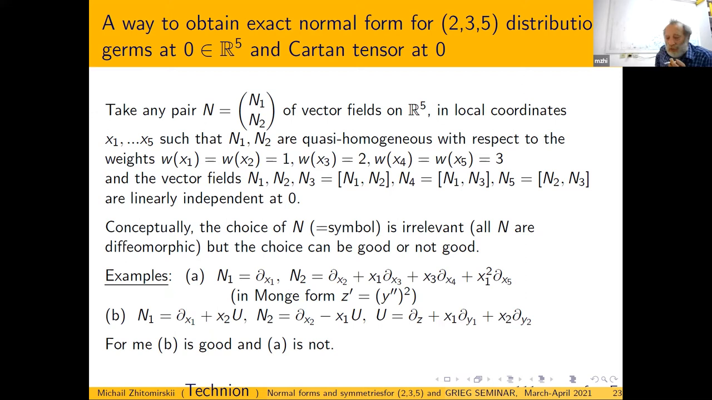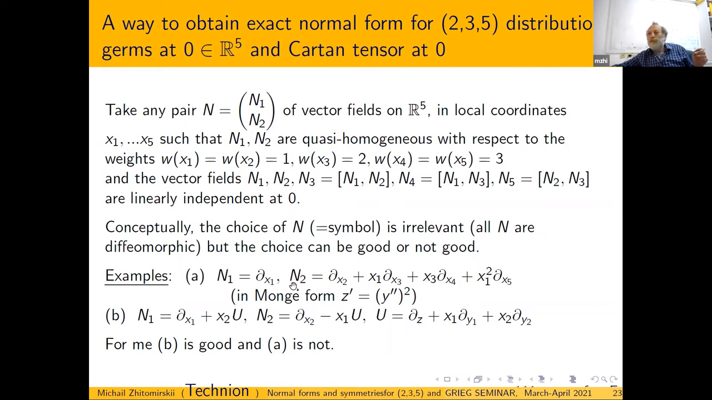But nevertheless, in my talk, I will pronounce from time to time the words good and bad, or good and not good. And sometimes I will give precise definitions of what is good and what is not good. Sometimes not a precise definition, but then good will mean convenient, at least convenient for me. Here are two examples. So most people like this example, N1 and N2. So these are vector fields. They are quasi-homogeneous with respect to these weights.